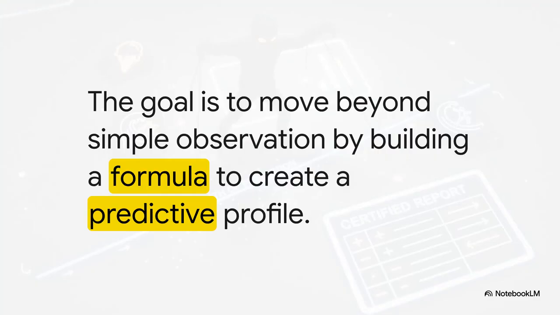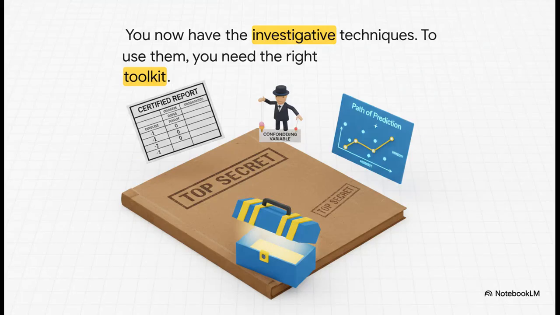So the big takeaway here, the whole point, is to move beyond just looking at what happened and start predicting what will happen. We're building a formula, a predictive profile that lets us say, hey, if we change this input x, we can pretty reliably forecast what's going to happen to our outcome y. It's a huge leap from just analysis to actual forecasting. And there you have it. You now understand the core investigative techniques of a data detective. You know how to spot a pattern, how to sidestep that huge trap of confusing correlation with causation, and you even know how to model a relationship to predict what's coming next.